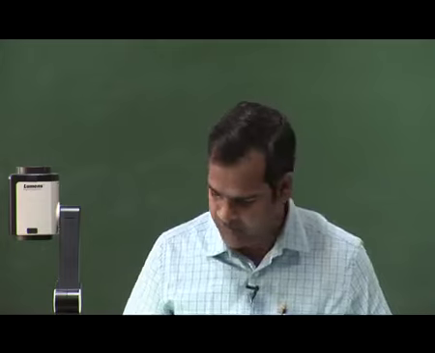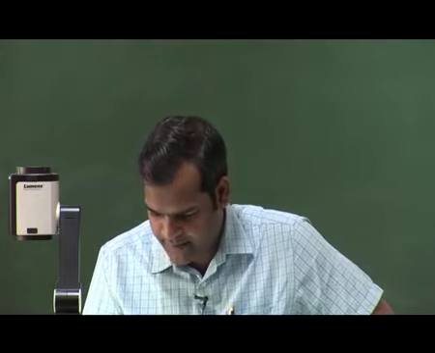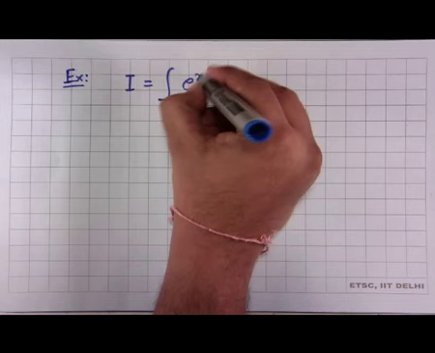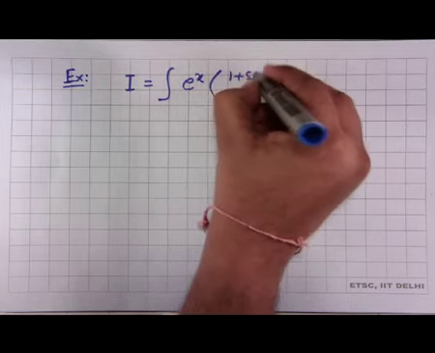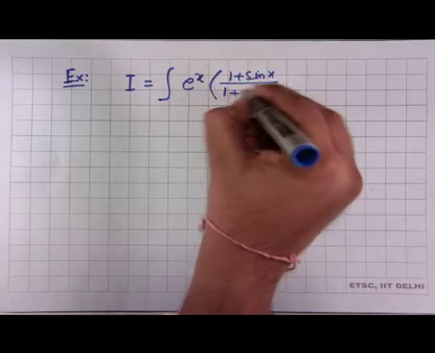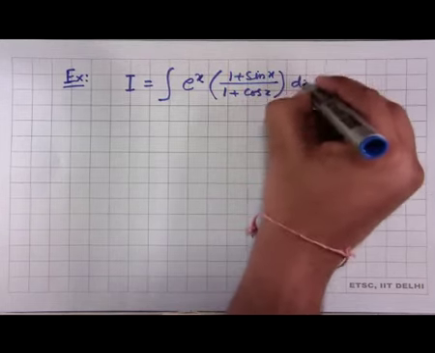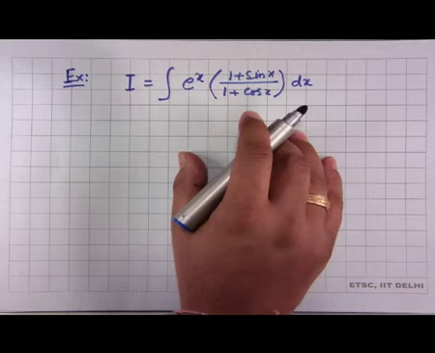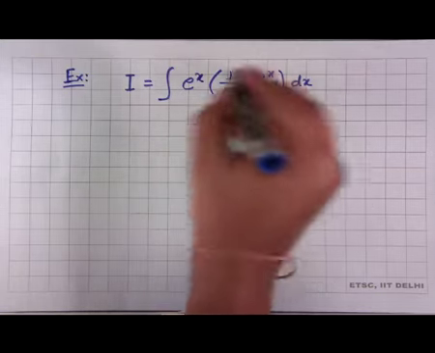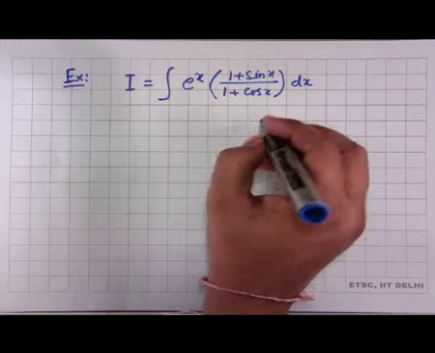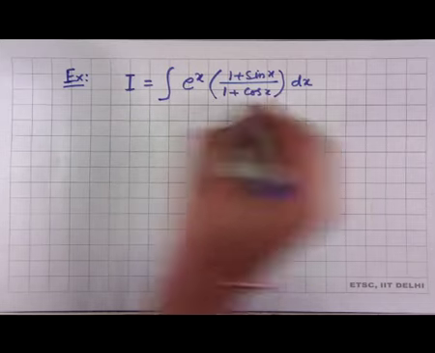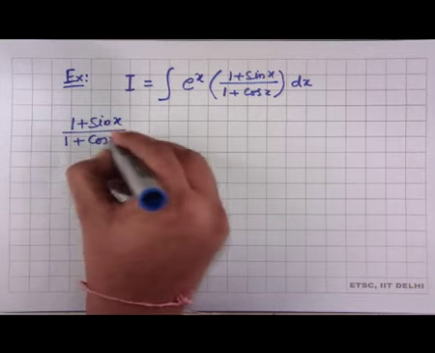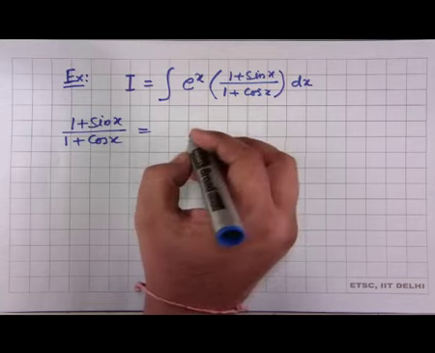Another simple problem for you which uses the same idea is to find the integral of e raised to power x times 1 plus sin x over 1 plus cos x. At first glance, it does not look like a function and its derivative, but if you look at it carefully, you can convert it into a certain form, and you will see how we do that. First of all, we will write this trigonometrical expression 1 plus sin x over 1 plus cos x and convert it using the same half-angle formulas.